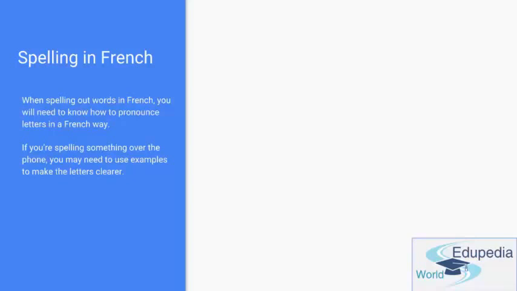You have to use the French pronunciation. If you're spelling something over the phone, it's also more difficult, so you might need to use some examples to make the letters clearer. In English, sometimes you will say something like A, like alpha. In French, people don't really do that. Or in English, you might use A like apple. You can do that in French as well, but it's much more common to use first names of people. So here I'm giving you a list with common first names in French, which should be very useful.